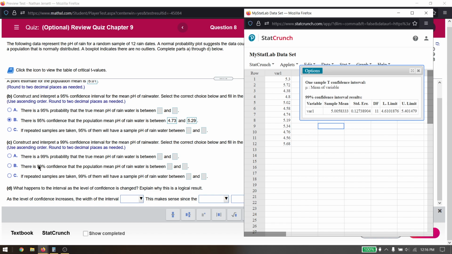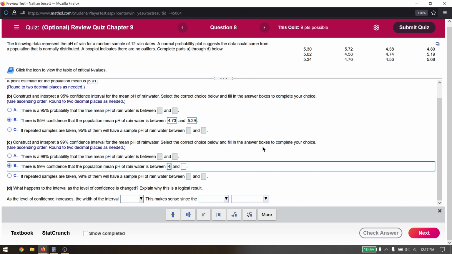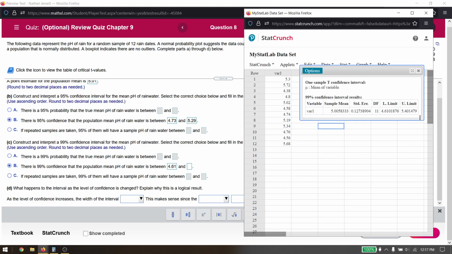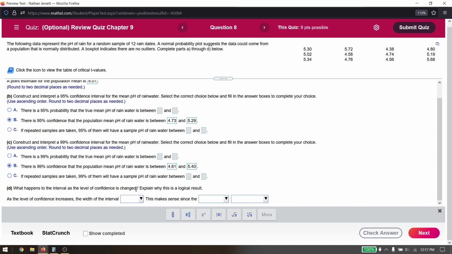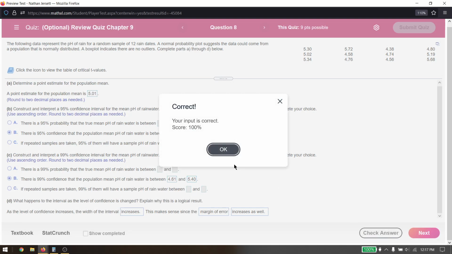99% confident, 4.61 is the lower bound, and 5.40 is the upper bound. What happens to that interval of confidence? As the level of confidence increases, the width increases. This makes sense since the margin of error increases as well. So you just get more margin of error the more confident you are in your answer. Let's check it. It's all correct.